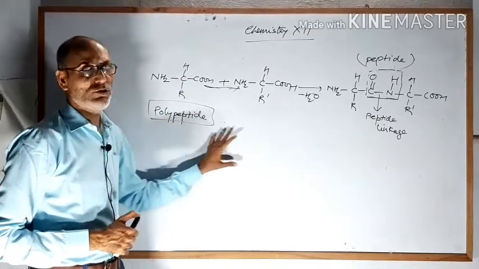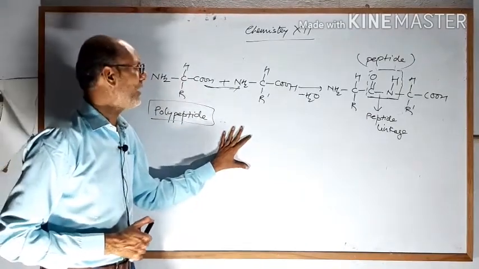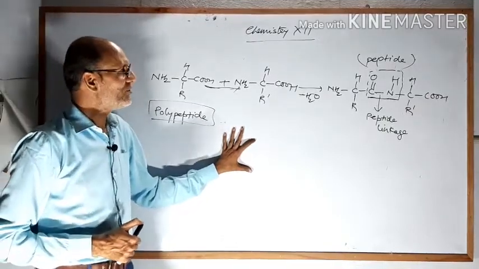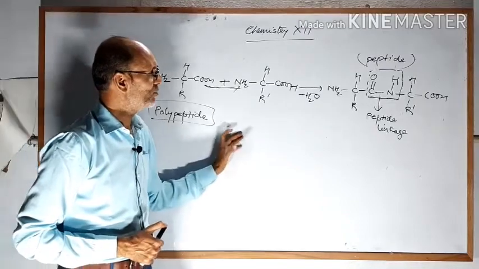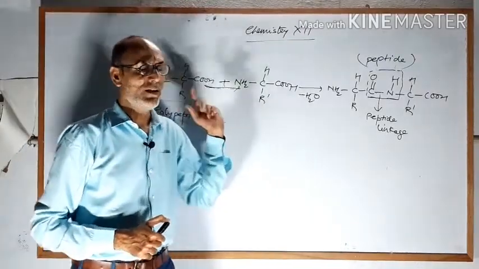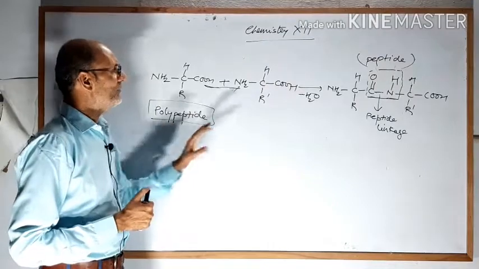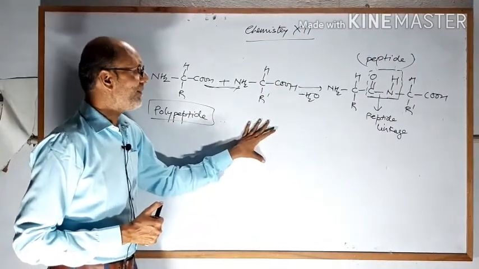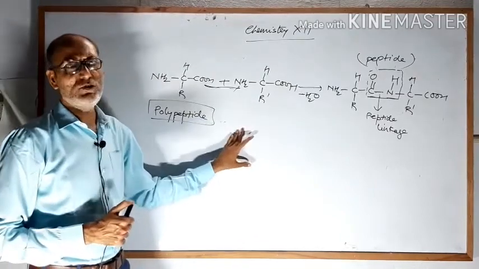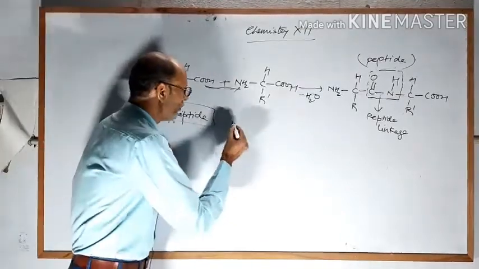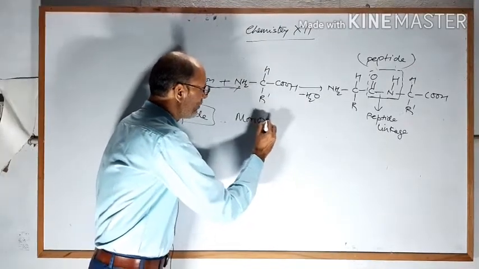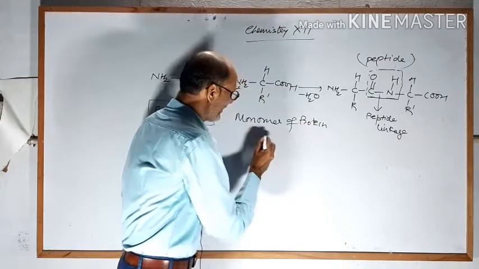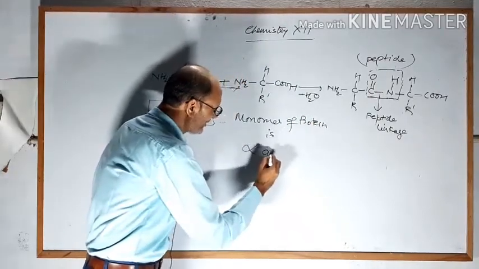That means you are coming to the definition. Proteins are organic compounds of nitrogen, carbon and hydrogen in which a large number of amino acids are connected through peptide linkage and form a long chain. Protein is a polymer, and that polymer is formed by the polymerization of alpha amino acids. That means you can say the monomer of protein is alpha amino acid.